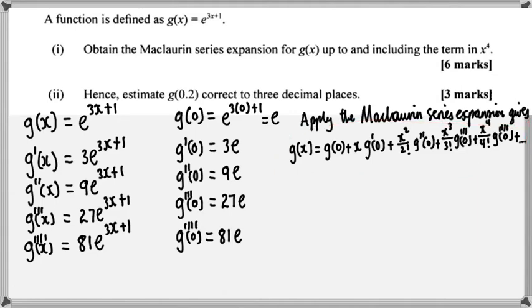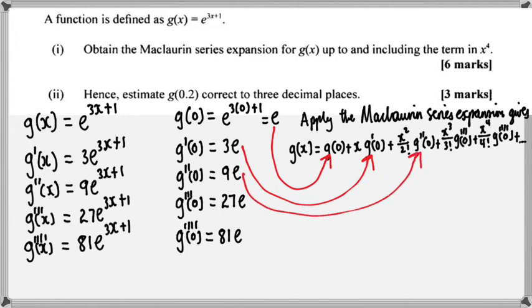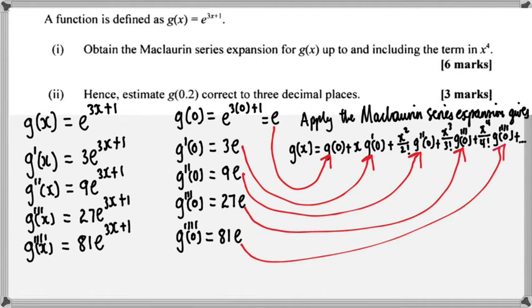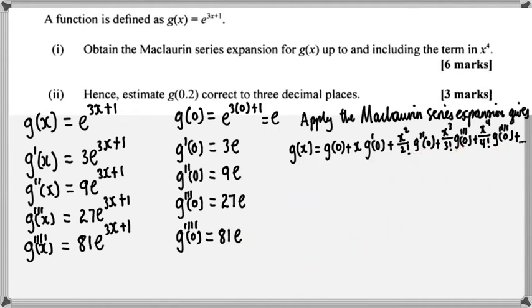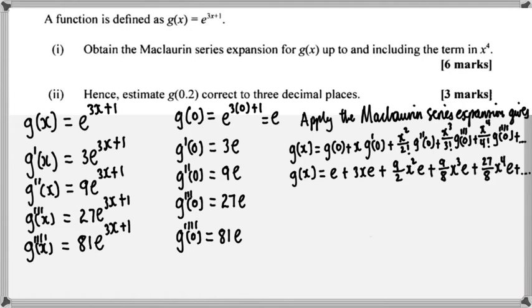And all we need to do is take this value here and substitute it where we have g of 0, we have g prime of 0, substitute 3e, and so on. You're just substituting these into the respective spaces, and you just work each one out afterwards. Right, let's substitute. So this is what you will have happening here. Make your substitution. Looks pretty good.